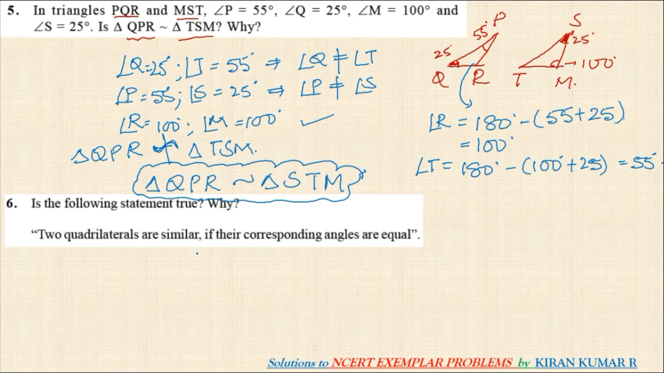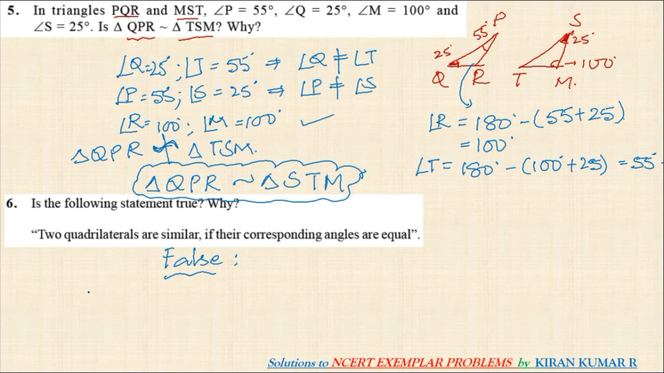Question 6. Is the following statement true or false? Why? Two quadrilaterals are similar if their corresponding angles are equal. This statement is a false statement. What's the reason why it's a false statement? The two quadrilaterals will be similar if their corresponding angles as well as the sides are equal. Our angles must be equal and the sides must be proportional, then only the quadrilaterals will become similar.